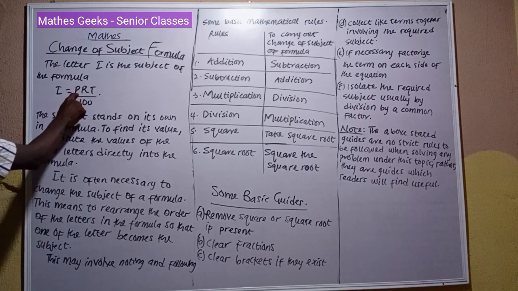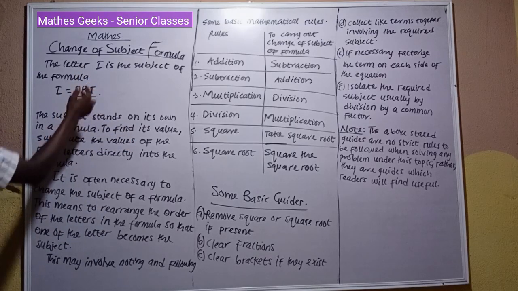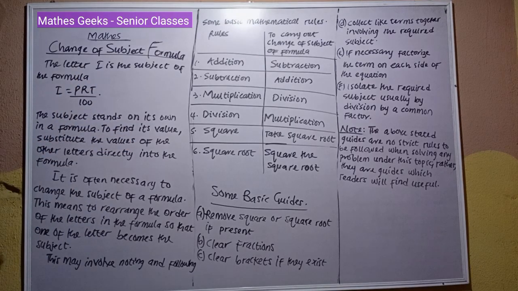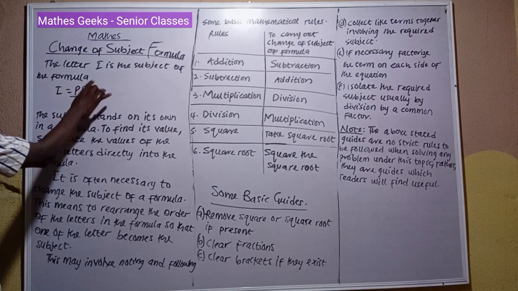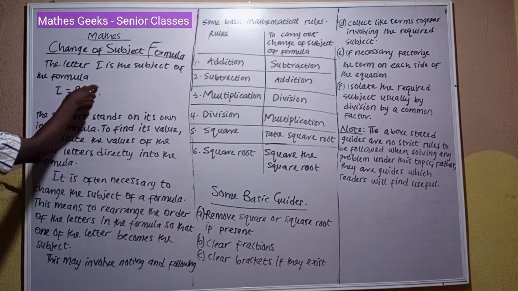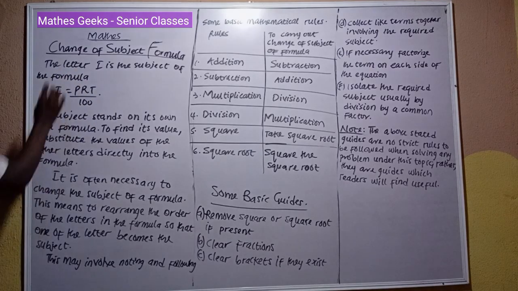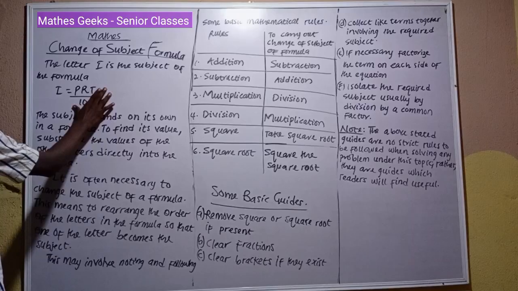If we give P, let's say 2, we give R 5, and we say the value of T is 10, by the time we multiply 2 times 5 times 10, divide by 100, that would be the value of I. If we change the values of each of these letters, that also affects the value of I. So I depends on whatever happens on the right hand side.